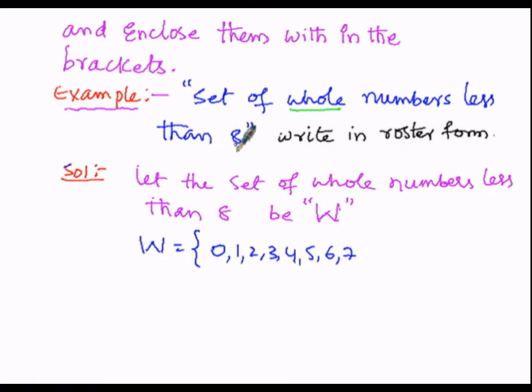For instance, 0 is less than 8, 3 is less than 8, similarly 5 is also less than 8, 7 is less than 8, but if I include 8, it won't be less than 8, it will be equal to 8. So we should not include that 8 in the list of these whole numbers. As per the condition given, the set of whole numbers less than 8, W equals, within the brackets, the elements 0 to 7 separated by commas, enclosed within the brackets. This gives us the roster form.